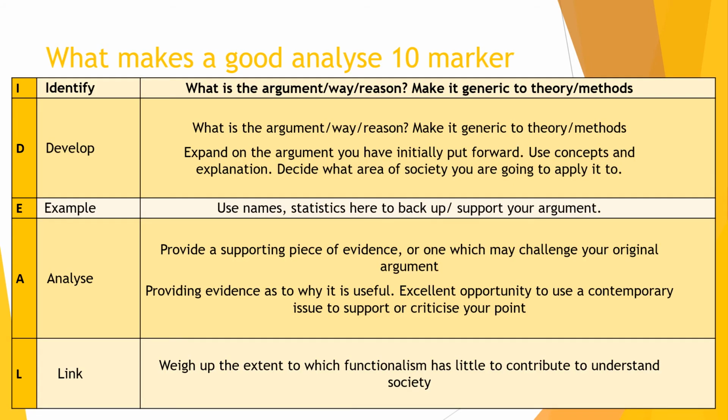Now, a template for 10 markers, which could be an analysed 10 marker, could be the ideal approach. So slightly different to PIL, it's IDEAL. So you identify your reason, and again, it's coming from the item. So this could be, what is the argument, the reason that you're using, and pull it from the item. What has that got to do with it? So it talks about what's the theory, the reason, the argument, the way. What does it mean? So go on to expand and explain it. Use names, studies, statistics as your example to support what you're saying.